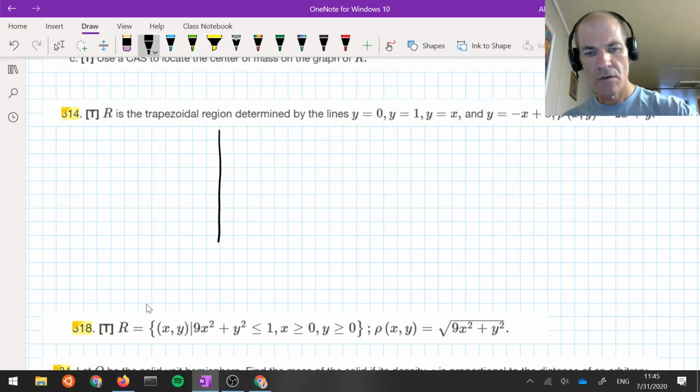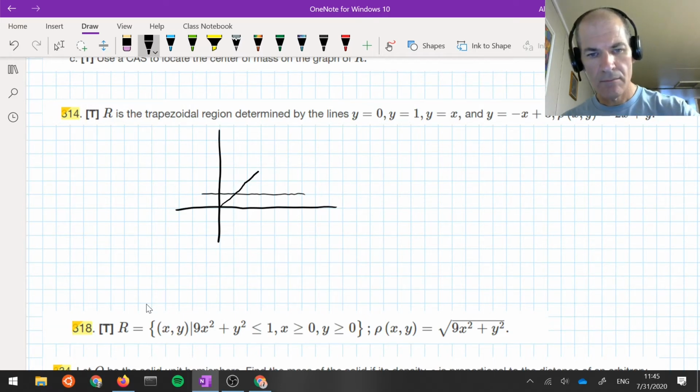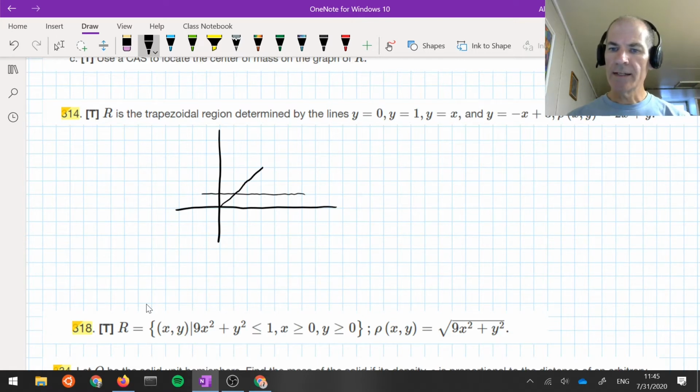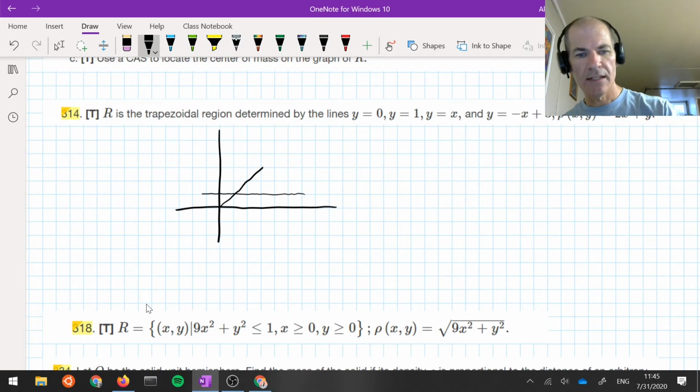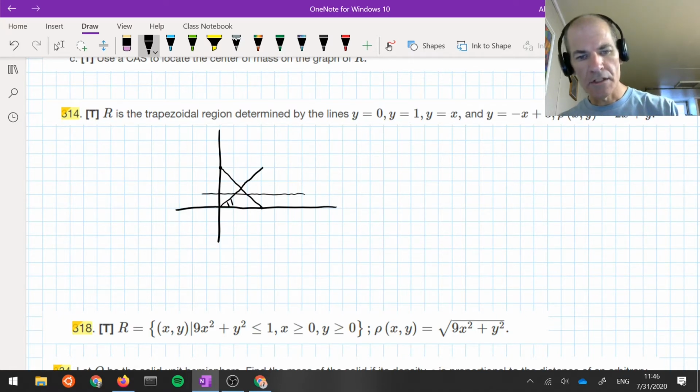Let's sketch. We have y equals 0, y equals 1, so that's there. And we have y equals x. And we have y equals 3 minus x. So that's going to have a y-intercept up there and an x-intercept down here. Okay, so this is the region that we're interested in. Let's see, we are all okay with that? I think we're okay with that. Okay, so the region that we're interested in is, of course, this region.